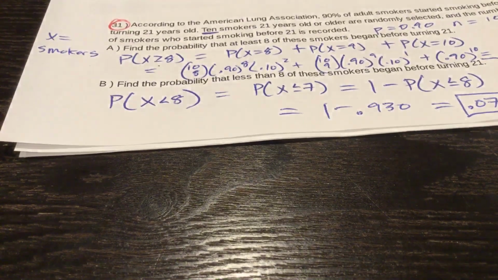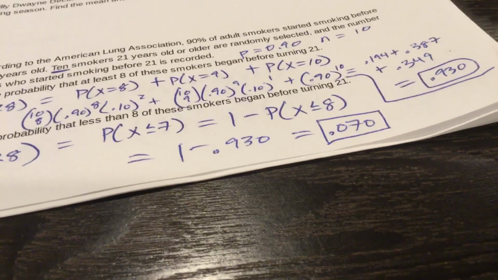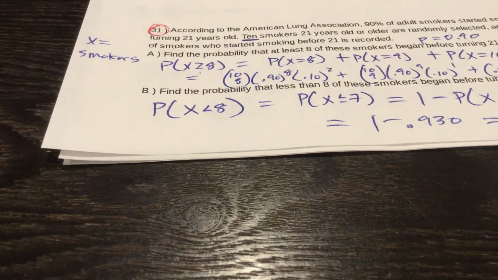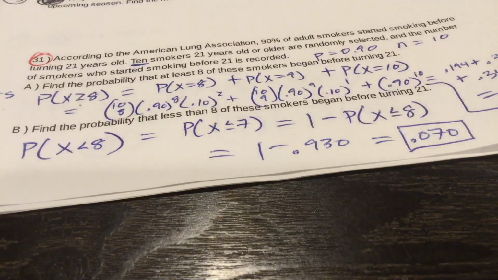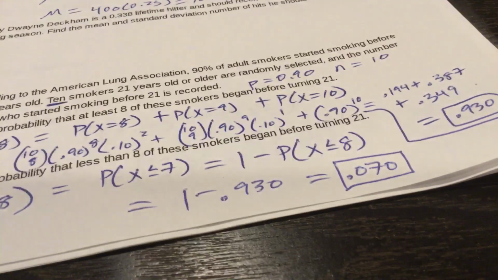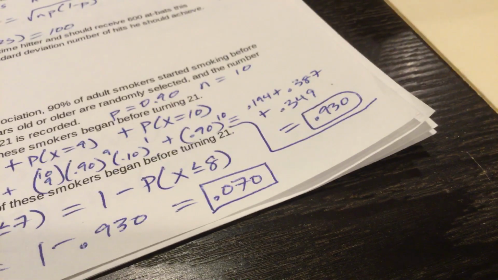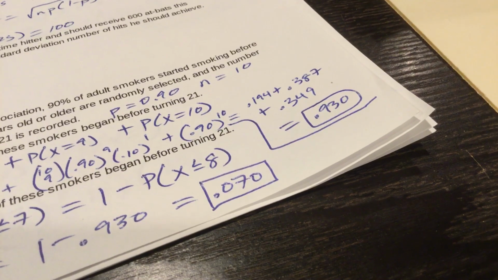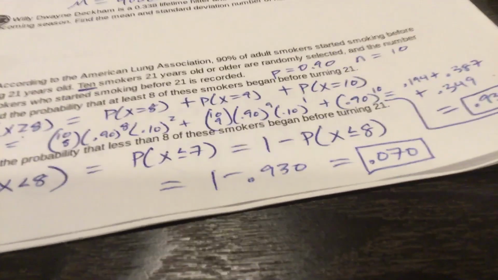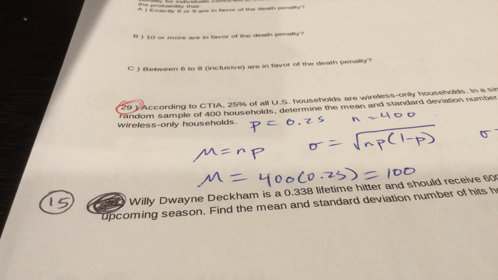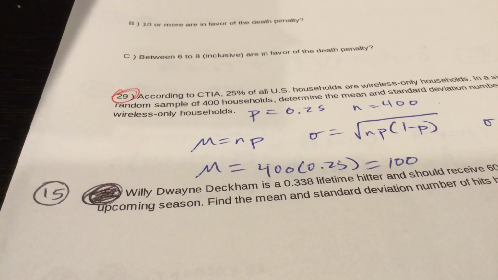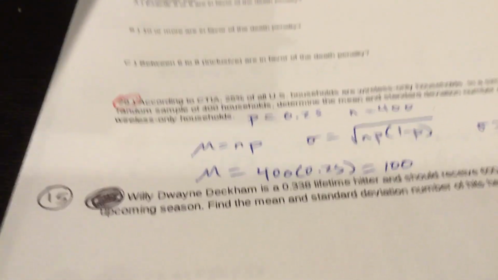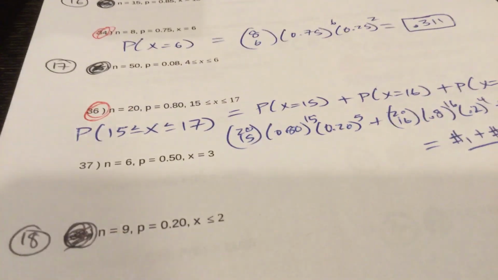B, find the probability that less than 8 of these smokers began smoking before 21. So probability that x is less than 8 means really 7 or lower, which means everything but 8, 9, and 10. And you already have that in example A. It would be 1 minus your answer from A. Okay? There you go. Remember, on 14C, inclusive means 6 and 8, and anything in between, which would be 7. All right, for 14C. That one's not too bad.